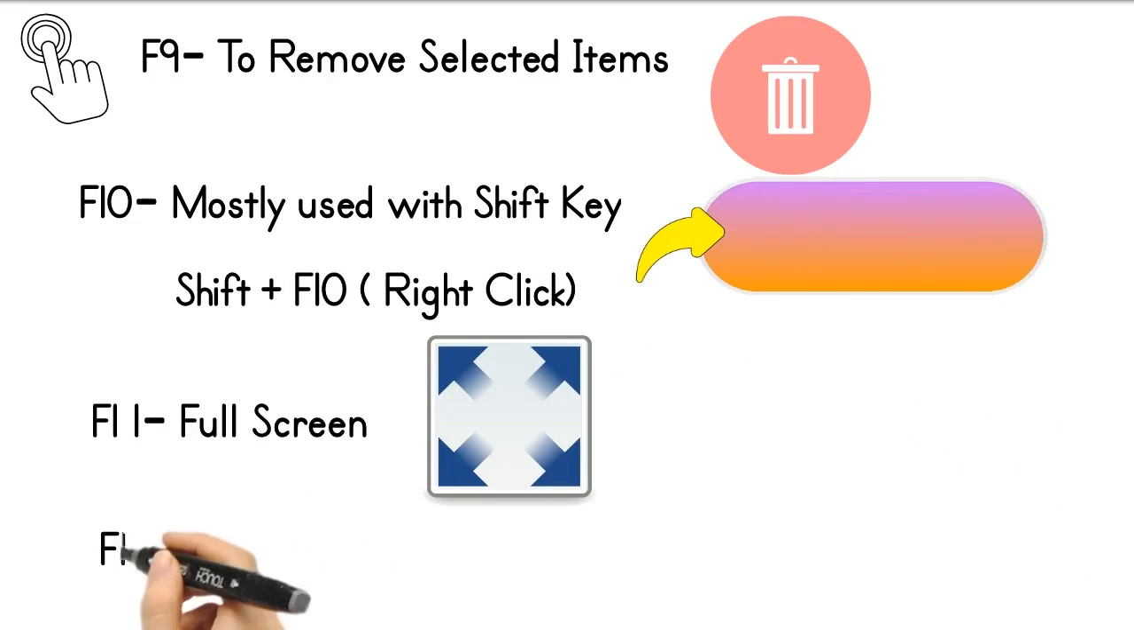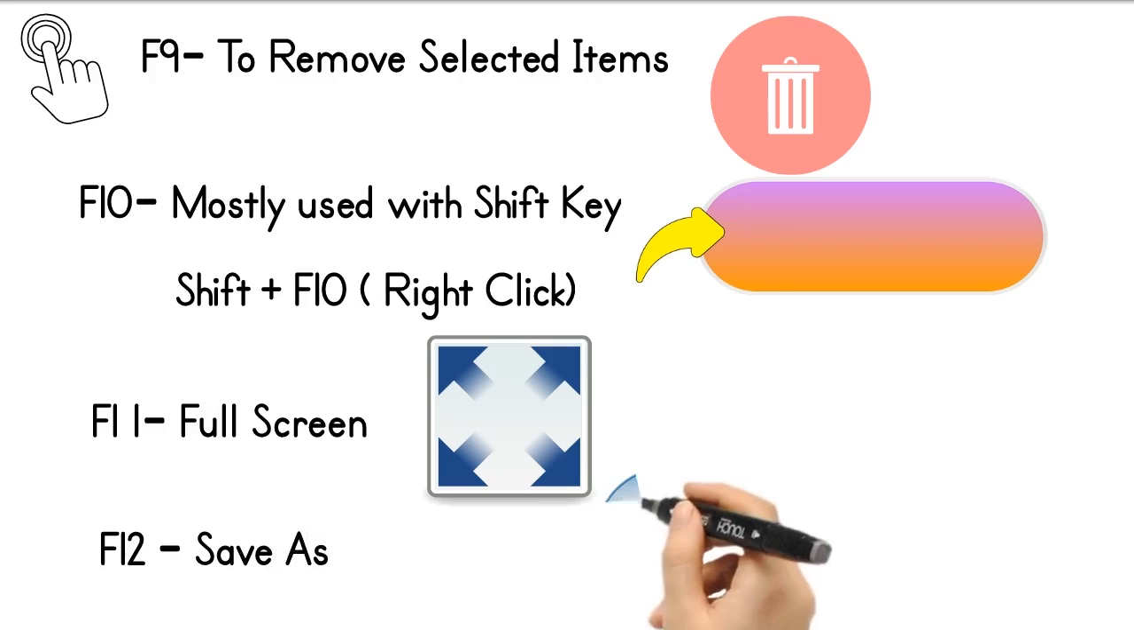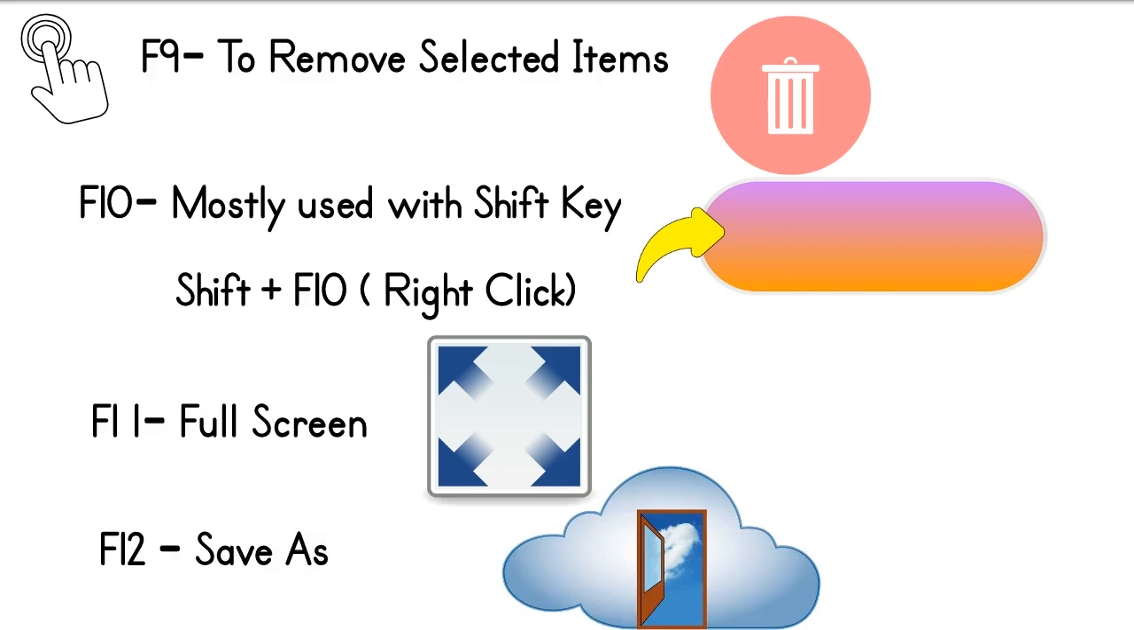At the same time, you have F10, but this key is mostly used with the Shift key combination. Shift F10 more or less works like a right click. Otherwise these function keys have different roles in different applications, but these are some generalized functions. Like F10 used with Shift works like a right click.